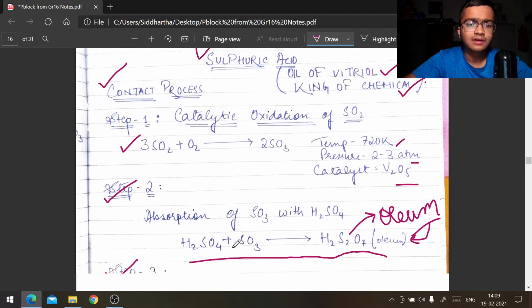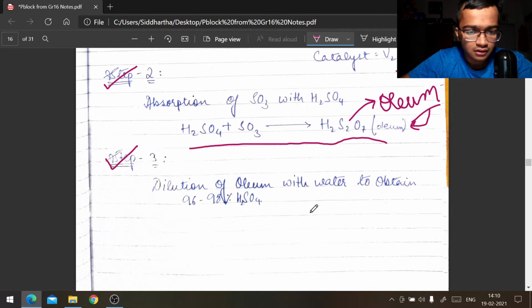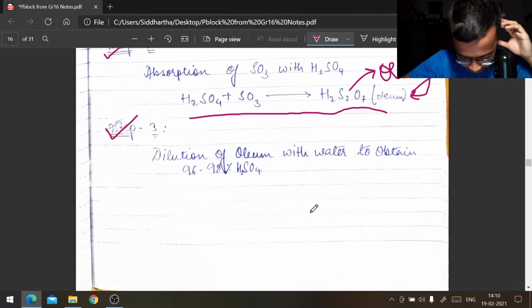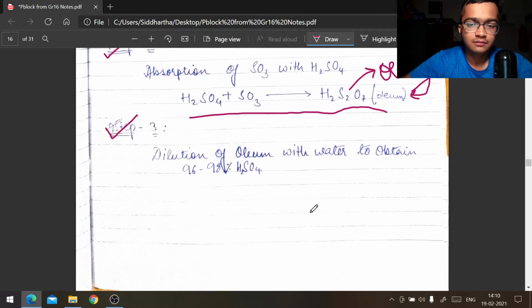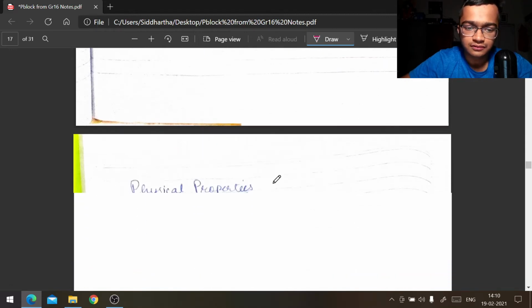So what is happening, I am summing up the contact process. First, there is catalytic oxidation of sulfur dioxide, that is, sulfur dioxide is getting converted to sulfur trioxide in presence of vanadium pentoxide, which is acting as a catalyst, and a pressure of 2 to 3 atmospheres is kept, and a temperature of about 720 Kelvin is maintained. Next, there is absorption of SO3 in H2SO4, and oleum is formed, which is H2S2O7, and then the oleum is diluted with water to obtain 96 to 98% H2SO4.